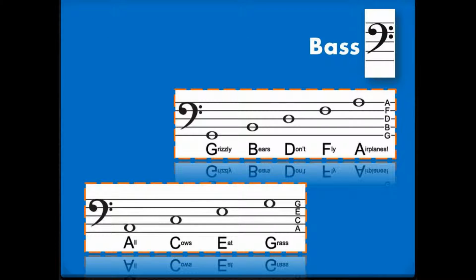The lines of the bass clef from the bottom to the top are G, B, D, F, and A. An easy way to remember the lines of the bass clef is to use this saying: grizzly bears don't fly airplanes. The spaces of the bass clef from the bottom to the top are A, C, E, and G. An easy way to remember the spaces of the bass clef is to use this saying: all cows eat grass.